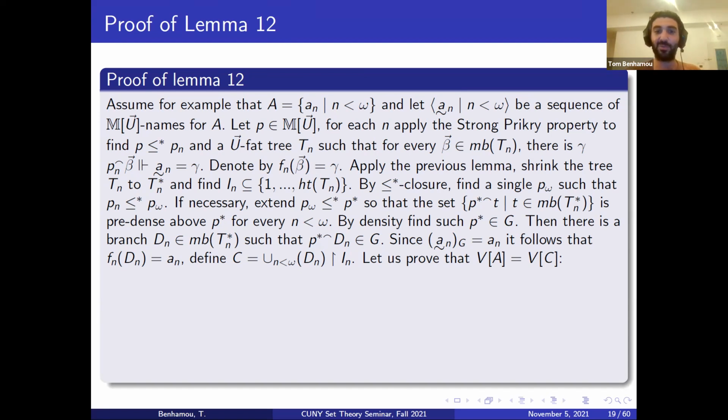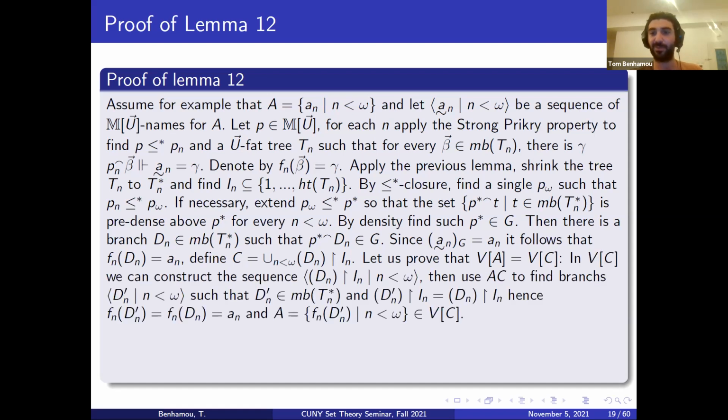So now we define C to be the union of all the Dn restricted to In. So In is the set of important coordinates. We only keep the important coordinates from all these branches. And we claim that C works, namely that VA equals VC. Okay, so let us prove first that A belongs to the model VC. And this is not very hard. So in VC, we have the sequence of Dn restricted to In.